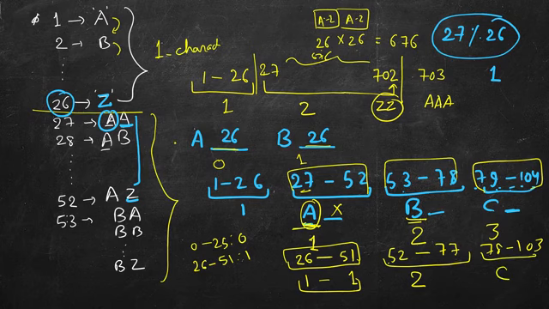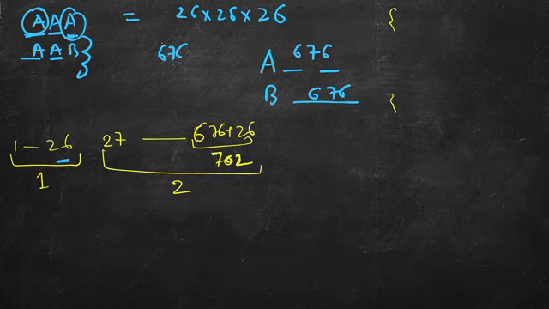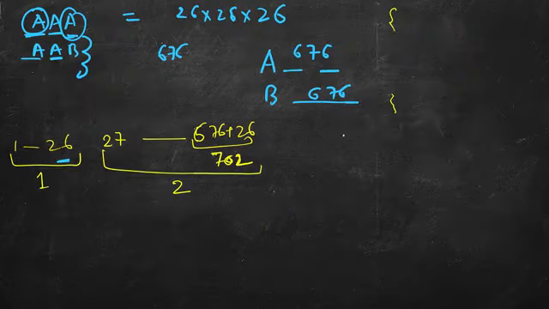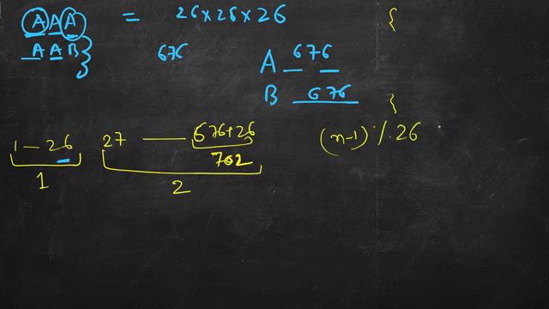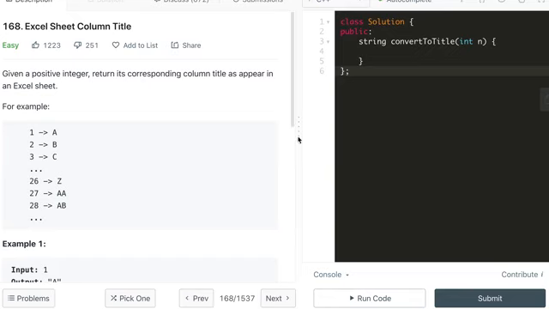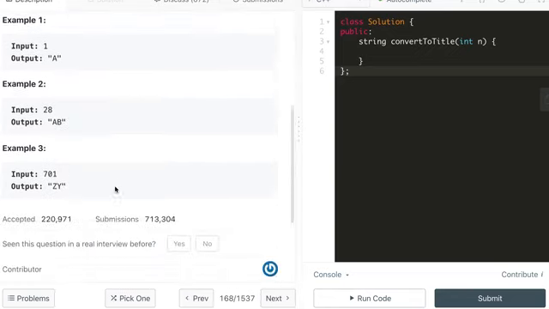So what are the steps? We calculate the last digit by taking modulo. This is what we have done here. So the last character is n minus 1 modulo 26 plus A. Then n becomes n minus 1 divided by 26. And we will keep doing this till we have added all the characters, and n becomes 0. So let's write the code for this quickly. You can go through it.